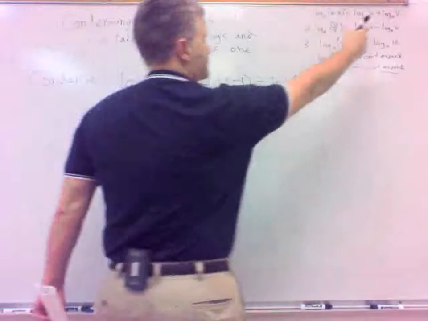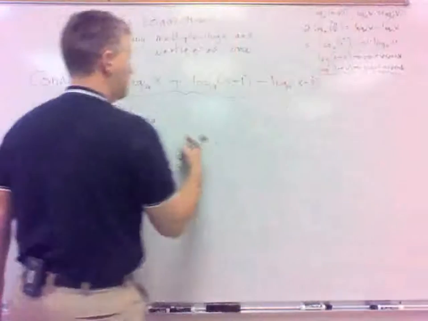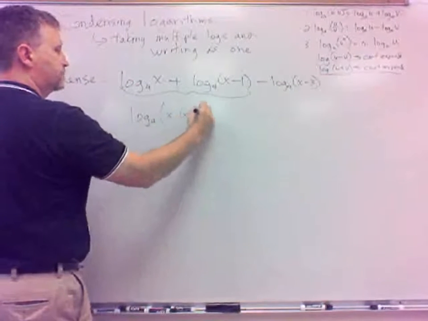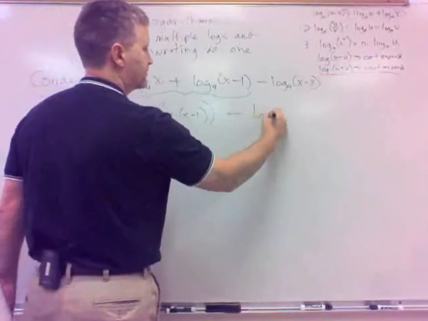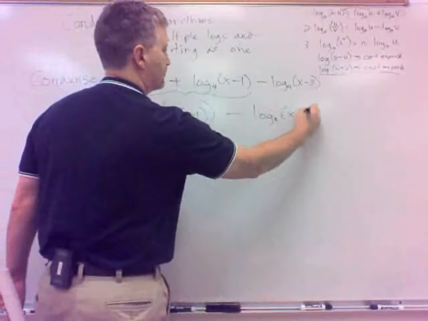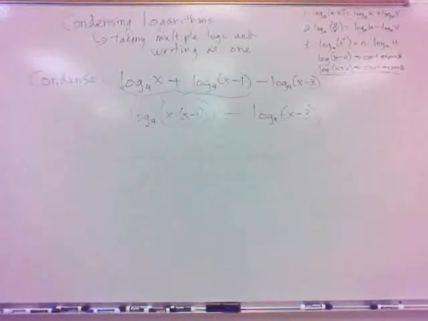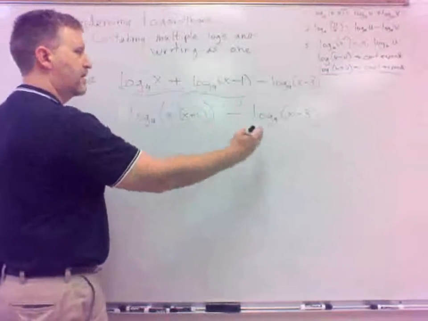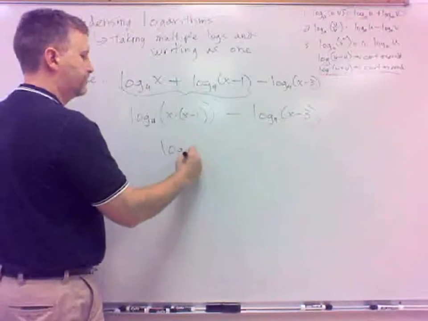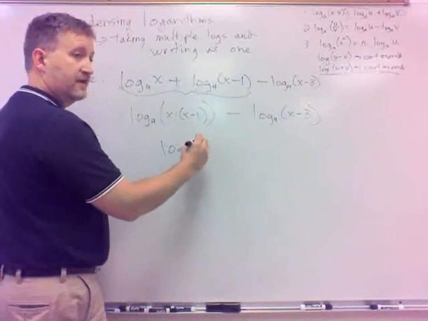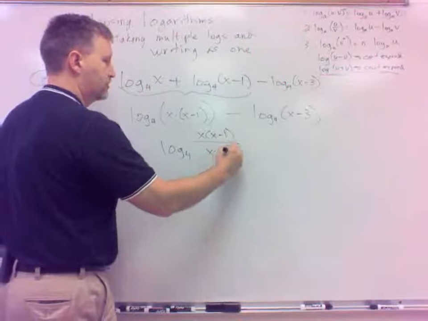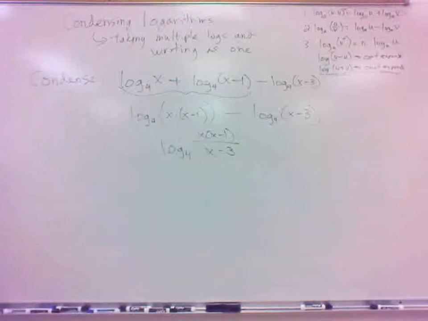Well, they condense by property 1 going this way by multiplying the inside parts, right? There'll be x times x minus 1 if I condense those. So I get something like that. Now I have 2 logarithms subtracted, and those logarithms that are subtracted combine into one logarithm by dividing the inside parts. And so this is one form of the answer.